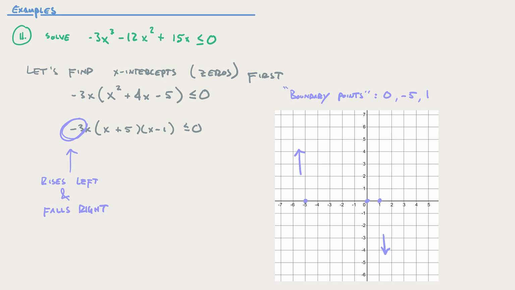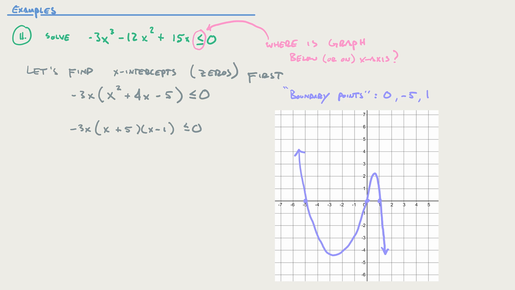There are no multiplicities involved in this, and so at this point, since we're just sketching, I don't really care about exactly where the minimums and maximums are. We can go ahead and sketch a graph that'll look something like this. So remember, we're looking for where this graph is below or on the x-axis. We're looking for where this function is less than 0. That means in what regions of the graph is it below the x-axis down here. And so I highlighted those regions. It looks like the y values are negative between -5 and 0, and also between 1 and positive infinity.